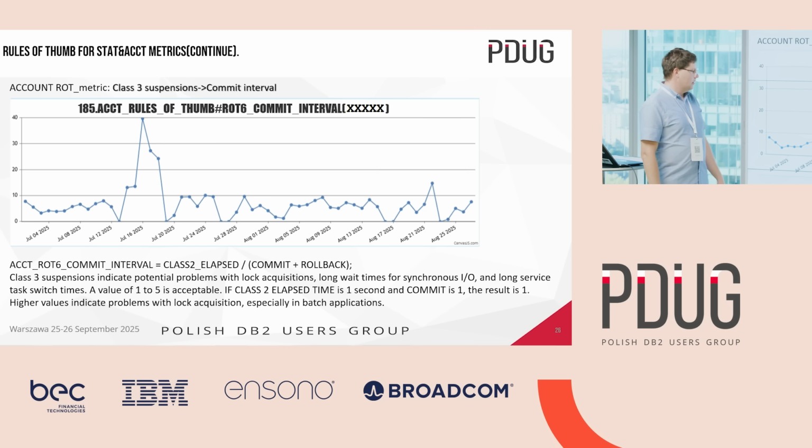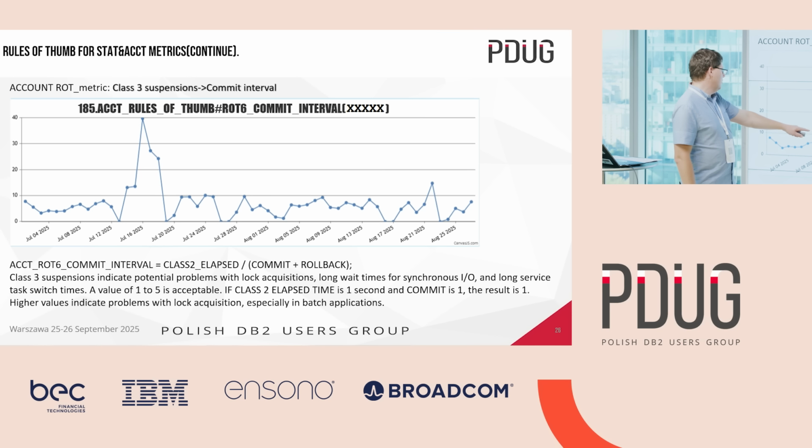If class 2 elapsed time is 1 second and the commit is 1, the result is 1. It's acceptable. Higher values indicate problems with lock escalation, especially in batch applications. In this chart, we see that sometimes this value is really more than 5, on July 16 and July 20, but after that the value is close to normal again.